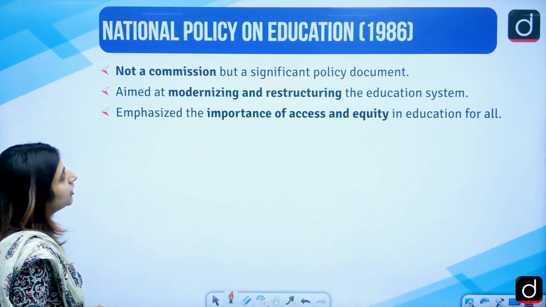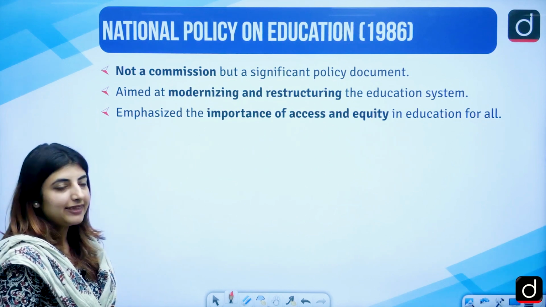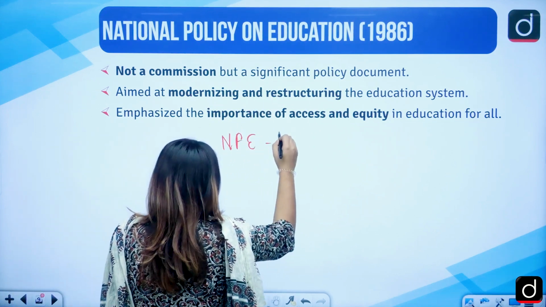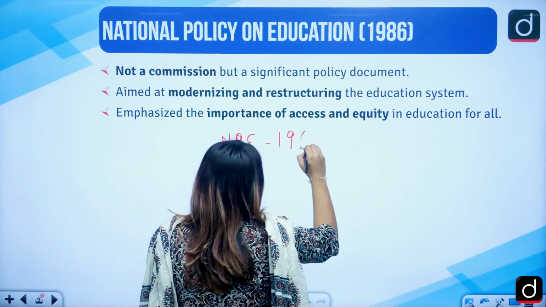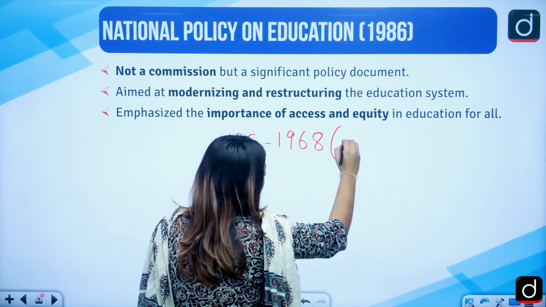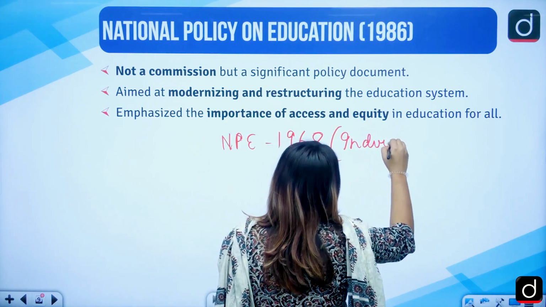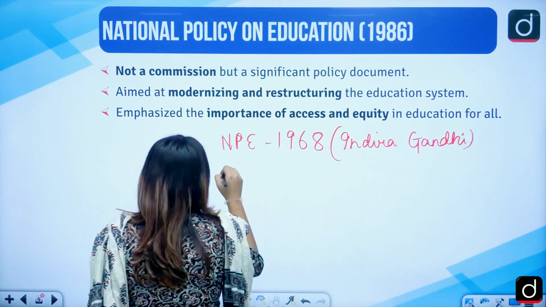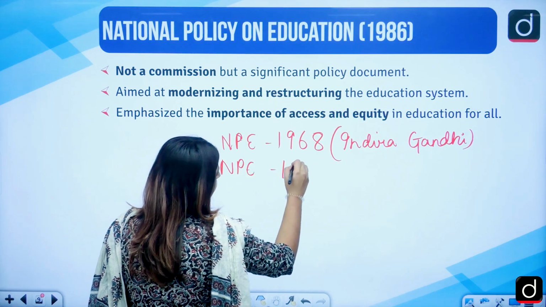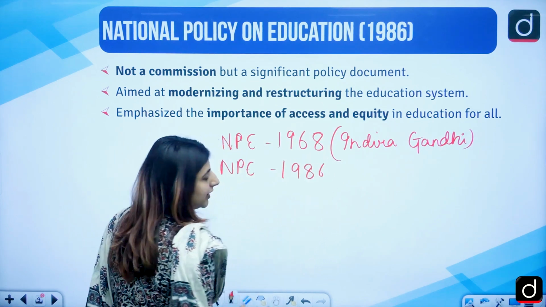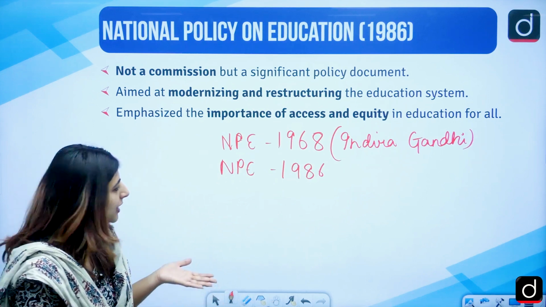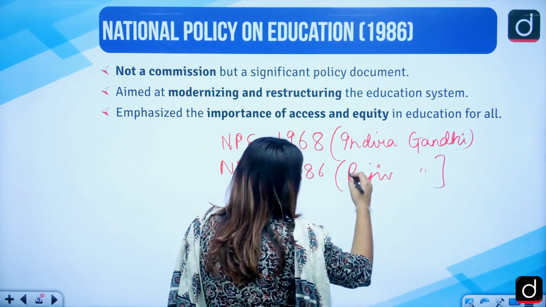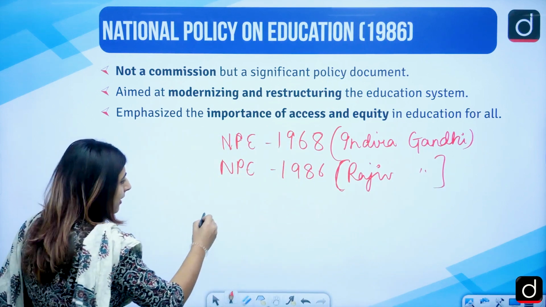Then we have the National Policy on Education, in 1986. Before talking about this, there was a National Policy on Education introduced in the year 1968, during the times of Srimati Indira Gandhi. Then came the National Policy on Education again in 1986, under Rajiv Gandhi's government. So these words are interchanged, just for your memory.